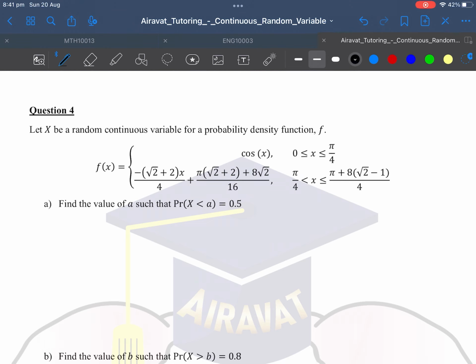Let x be a continuous random variable for our probability density function f. Find the value of a such that the probability of x less than a is 0.5. Again, I'm just going to use CAS for this. No way I do this by hand. So from 0 to a, we're just constructing the integral of f(x) dx, and let's set this equal to 0.5. Let's do this on CAS now.